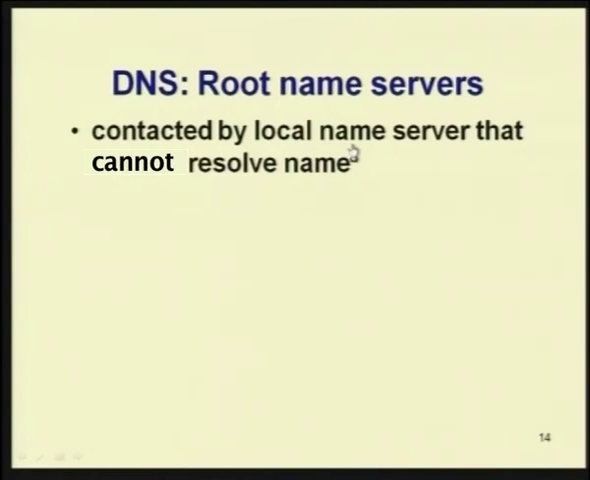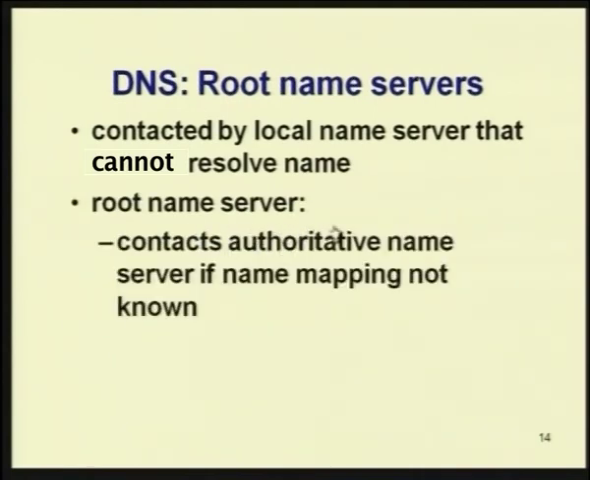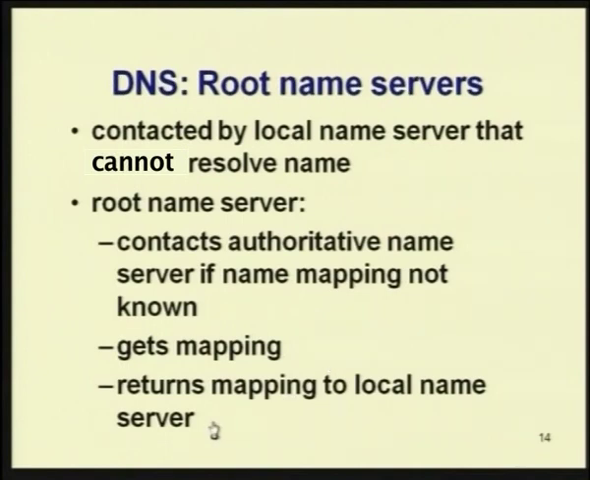This is typically a name server that is present in every organization, which is responsible for contacting the different name servers which are there in this distributed database. So, this root name server is the one which contacts the authoritative name server if the name mapping is not known. That is, the root name server may not have all the information, but it knows how to contact the next level server. So, it has information to contact the authoritative name server if the name mapping is not known. So, it gets the mapping and returns the mapping to the local name server. So, this is what is done by the root name server.